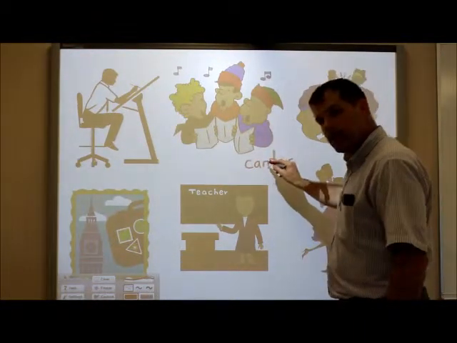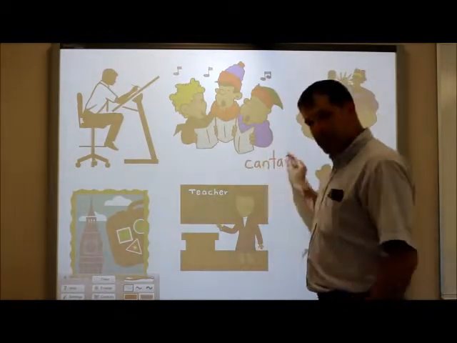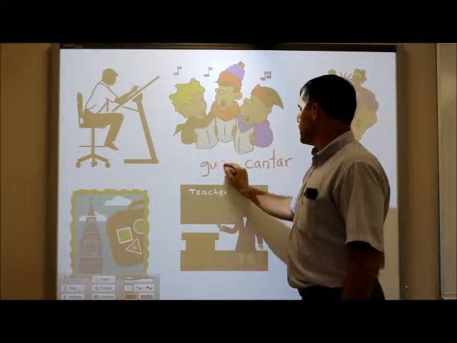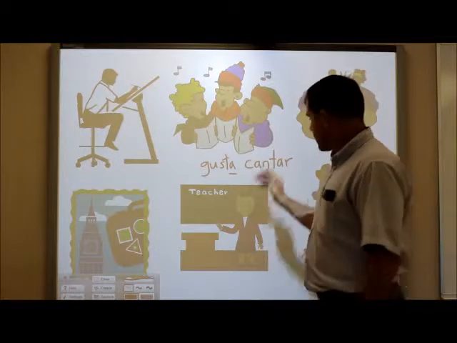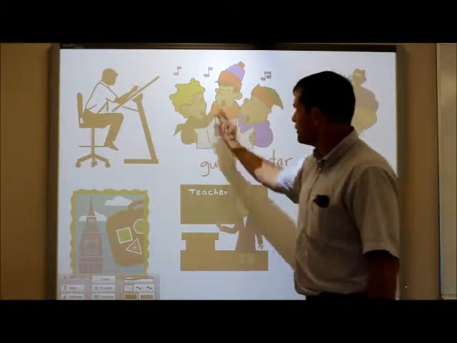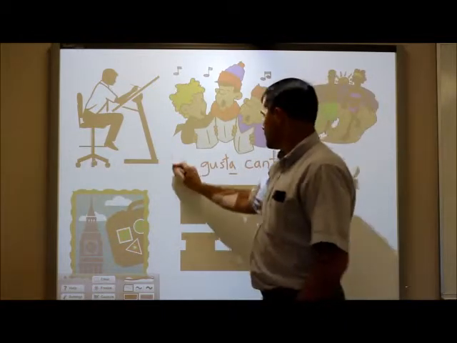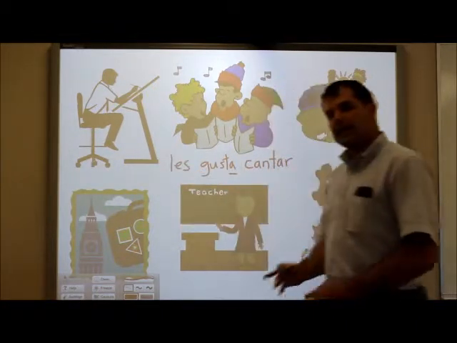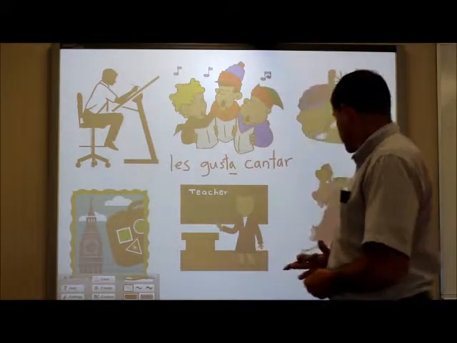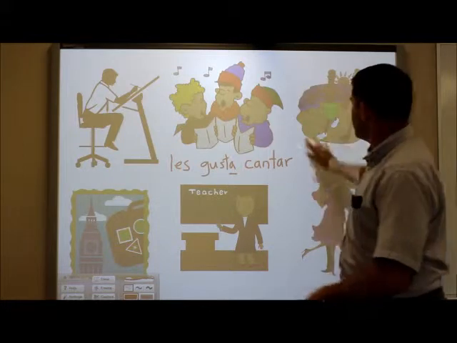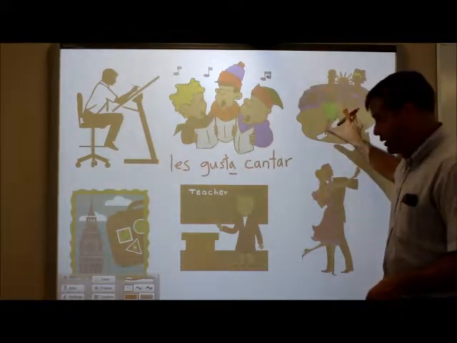Cantar. To sing pleases, and since it's a verb and that's singular, we stay with the singular form, gusta. To sing pleases them. And how do we say them? Les. Les gusta cantar. Okay? So with any kind of activities, a ellos les gusta caminar.